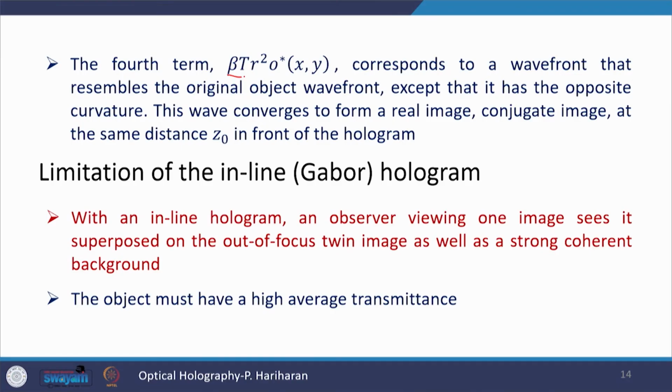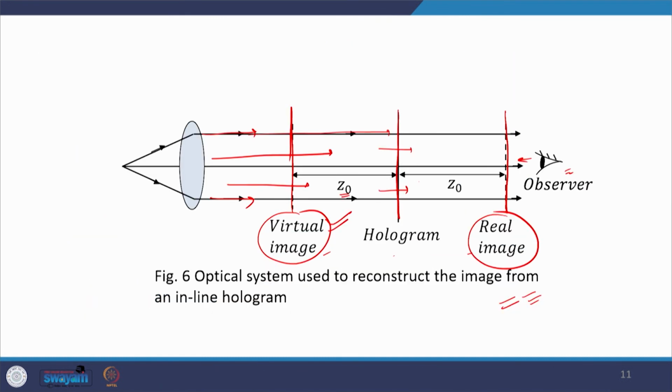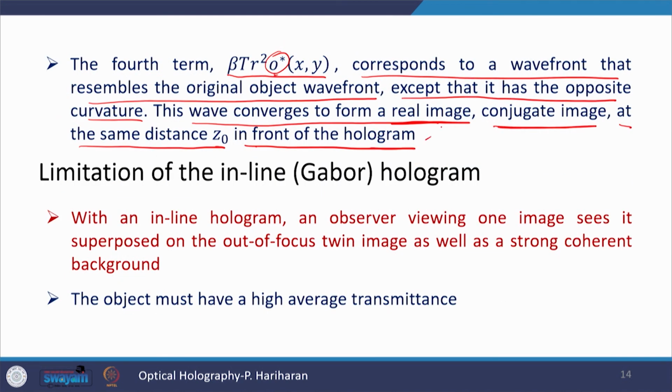Now, the fourth term is beta T R square O star, the complex conjugate of O. This corresponds to a wavefront that resembles the original object wavefront, except that it has the opposite curvature because of this complex conjugation. The wave converges to form a real image, which we also call a conjugate image, and this image is formed at the same distance z naught in front of the hologram, which is shown here. This is how in an inline hologram we get two images, one virtual and one real.